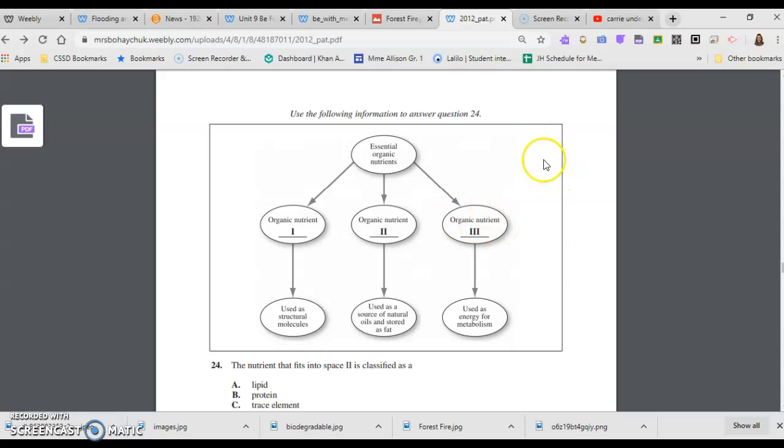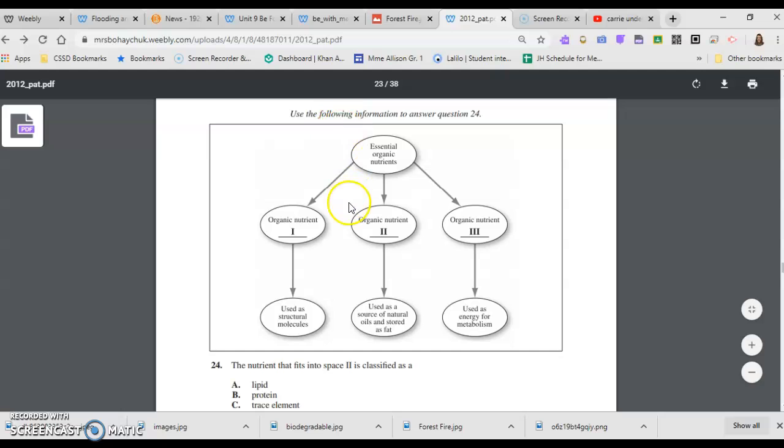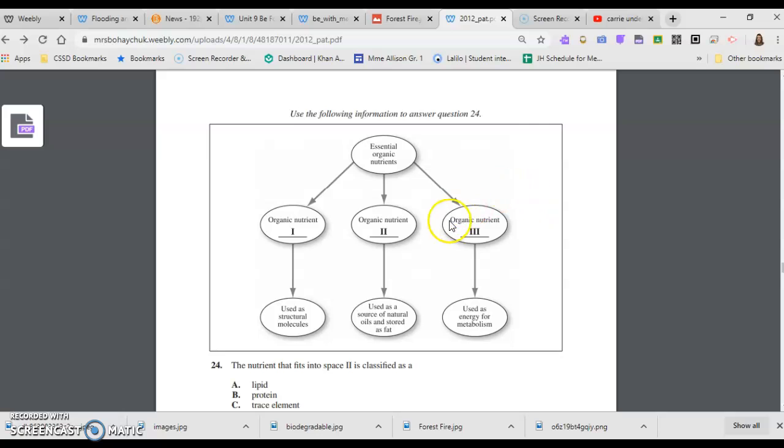So when we learn these, we usually learn carbohydrates, lipids, proteins, and then we have our vitamins and minerals and micronutrients. So these would be macronutrients and micronutrients. Let's see if that's what lines up here. Okay, so organic nutrient 1, used as structural molecules. Okay, that's usually proteins. I think they put these backwards on purpose. And over here we have natural oils and stored as fat. That's going to be lipids. Used as energy for metabolism. That's our carbohydrates.